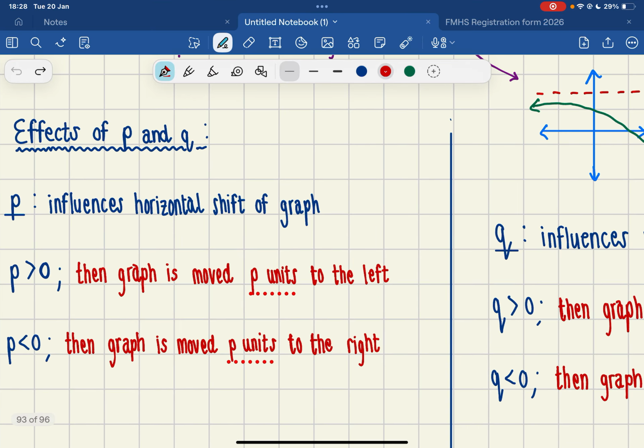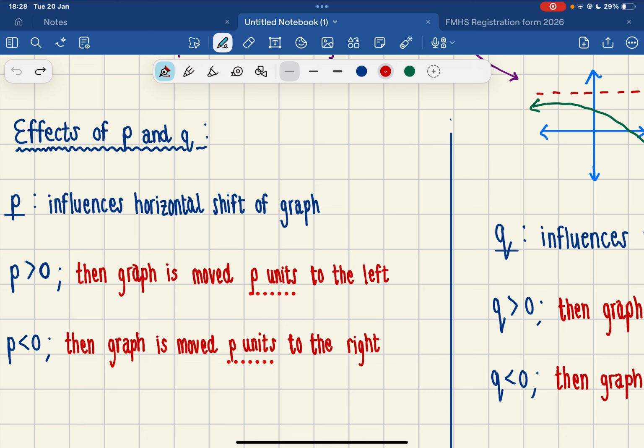And that being said, we then have to look at the effects of p and q. Remember that p, boys and girls, in most of our functions, has been shifting our graph horizontally. And if you can remember properly, if p was positive, we'd usually do the negative, or the opposite. So in this case, it's still the same.